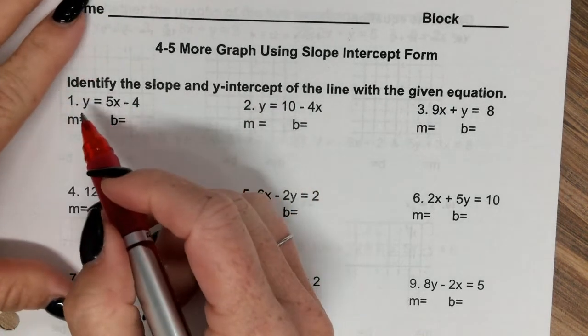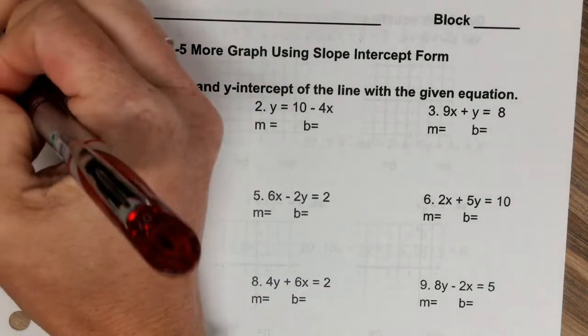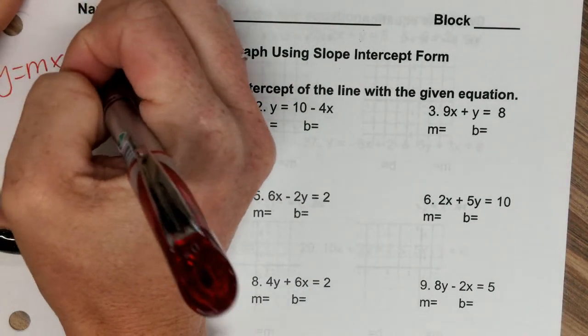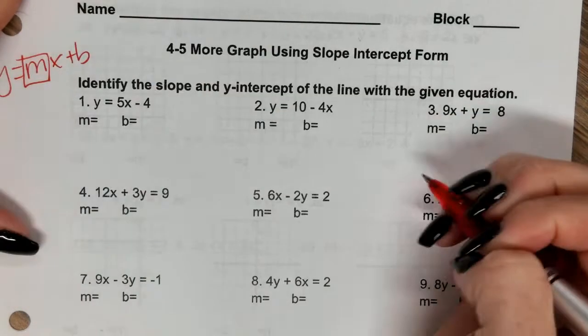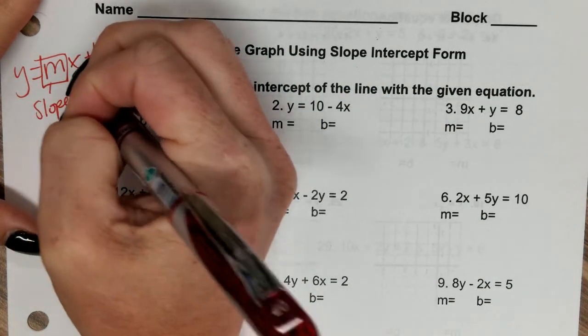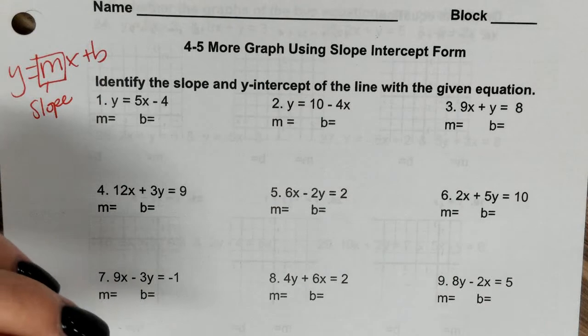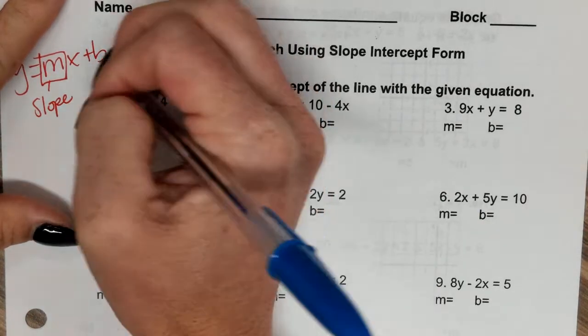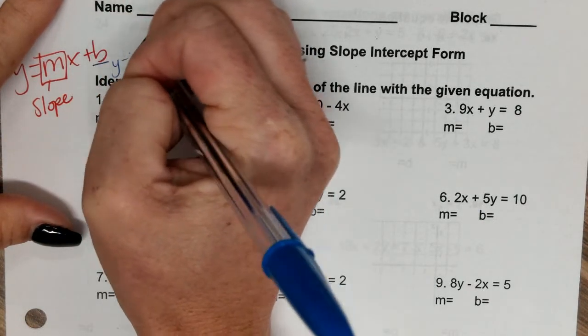So when it's easy and it's in y equals mx plus b form, the number attached to the x is the slope. Do you write the x with it? No. The number here is the y-intercept.